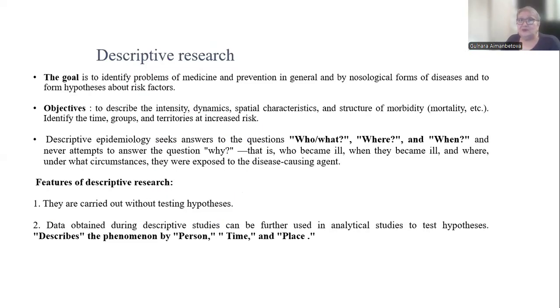Descriptive research. The goal is to identify problems of medicine and prevention in general and by nosological forms of diseases and to form hypotheses about risk factors. Objectives: to describe the intensity, dynamics, spatial characteristic, and structure of morbidity, mortality. Identify the time, groups, and territories at increased risk.